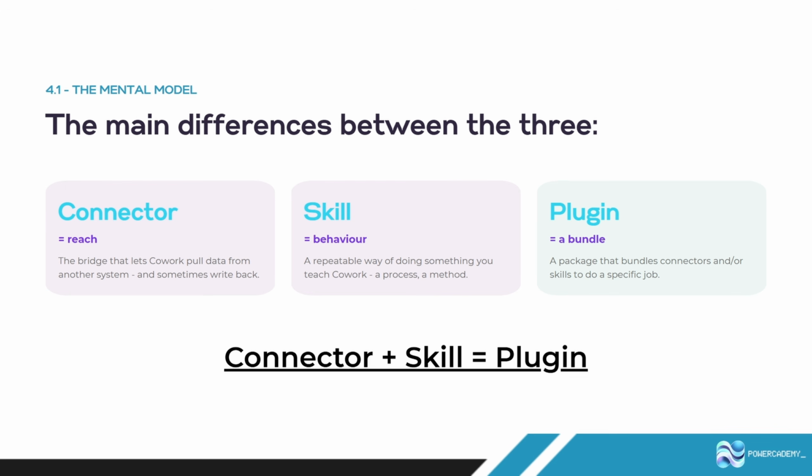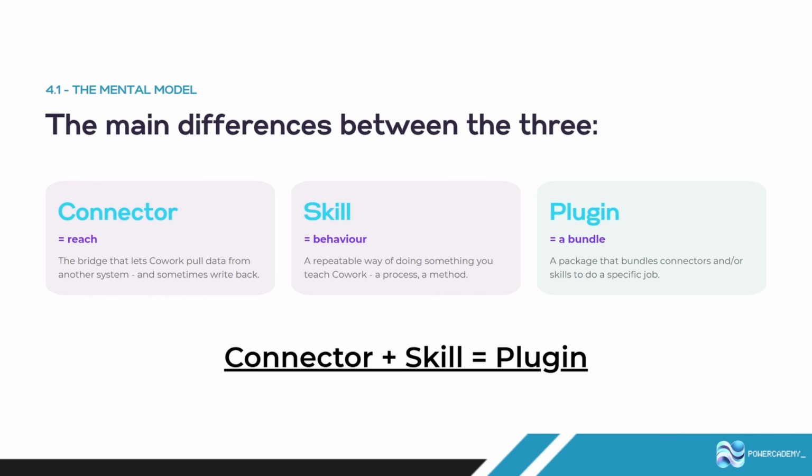Then we have a skill, and a skill influences behavior. And what behavior within Cowork does is it allows Cowork to have a repeatable way to do something. So if you teach it a process, a set amount of steps, a method, anything like that you wanted to do in the same way with different references and context points, skills are the best way to do that, and you can build skills directly within Cowork.